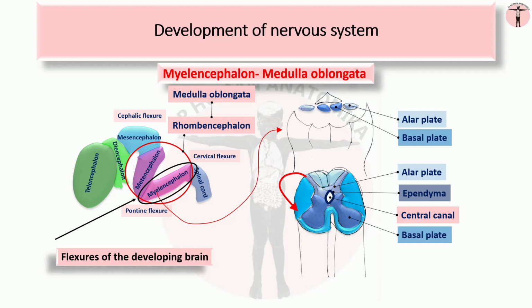The central canal in the lower half of the medulla oblongata is present in the center as in the spinal cord. But in the upper part of the medulla oblongata, the central canal is pushed to the dorsal surface and develops into the fourth ventricle.